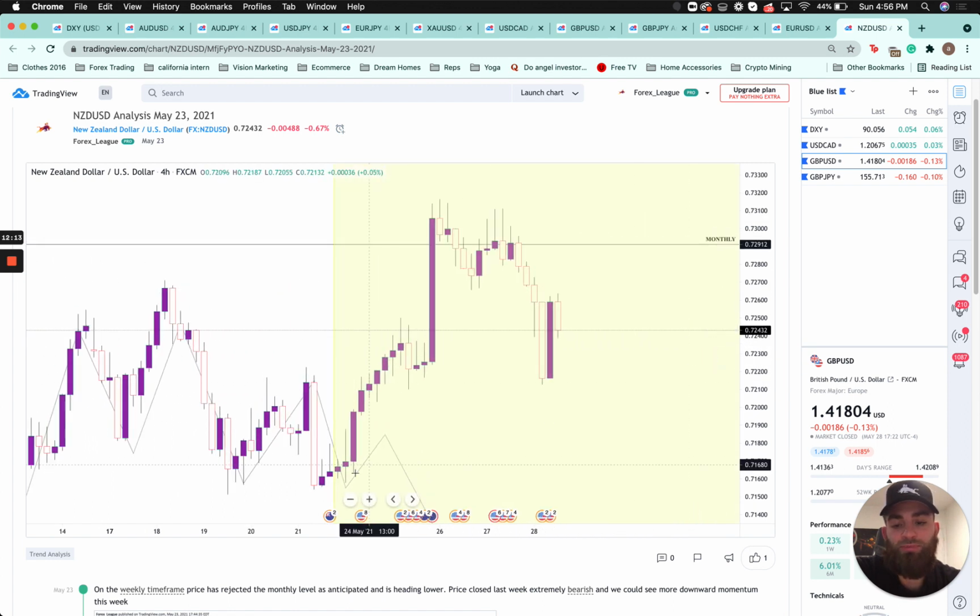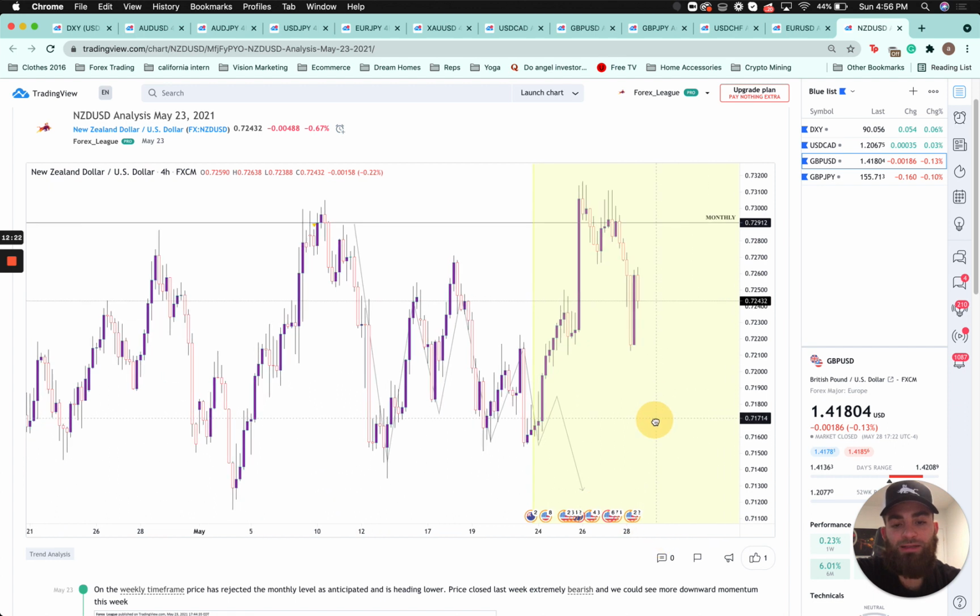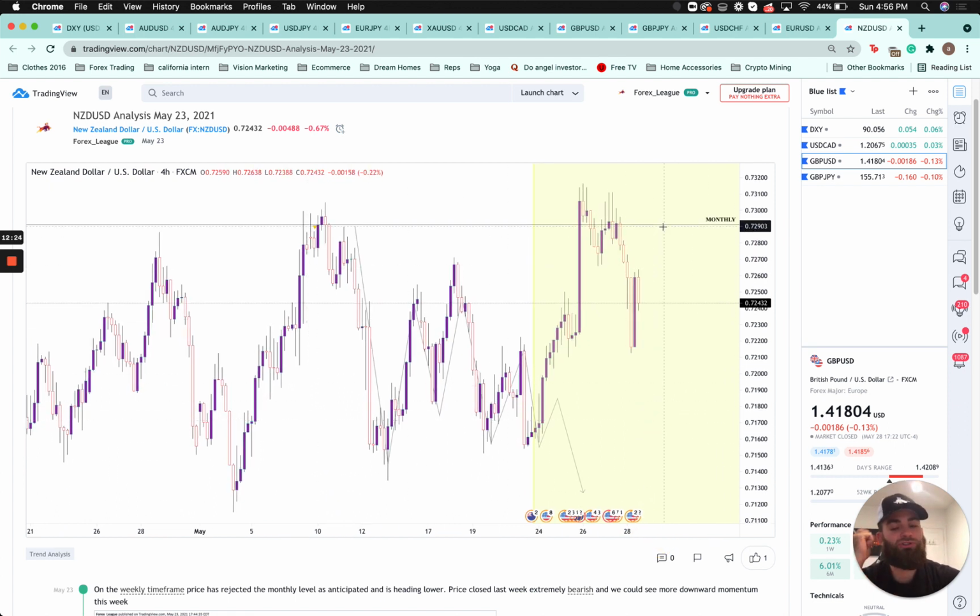As we can see here, price just shot up, shot all the way up back to this monthly level. If I bring this up, shot all the way up back to this monthly level, guys. This is when we should have been taking shorts back up here, especially once price started showing all of these wicks, this bearish engulfing, another bearish engulfing. Could have been an easy 60 pips, 70 pips on that one.